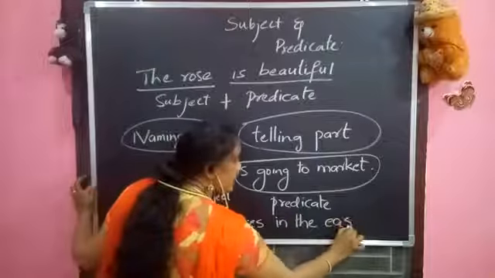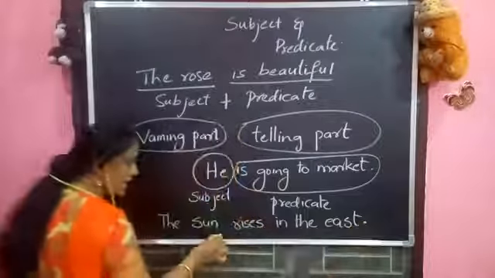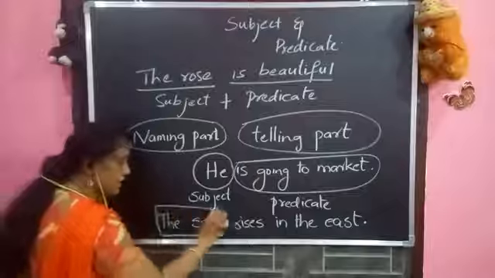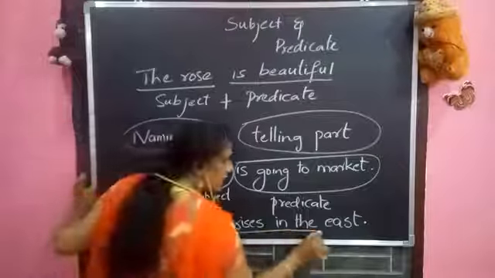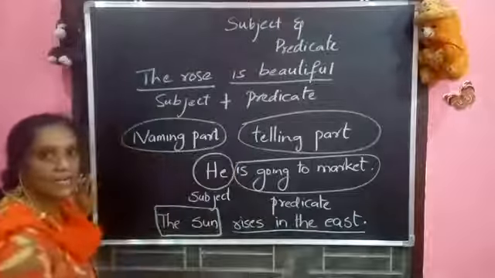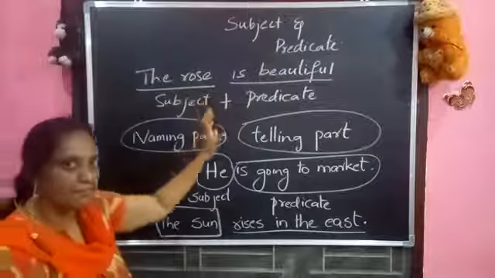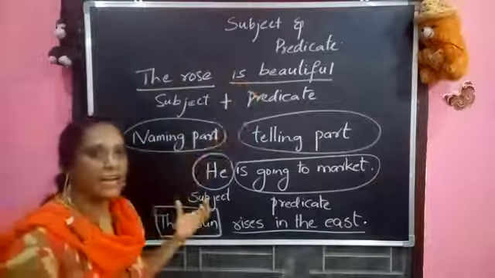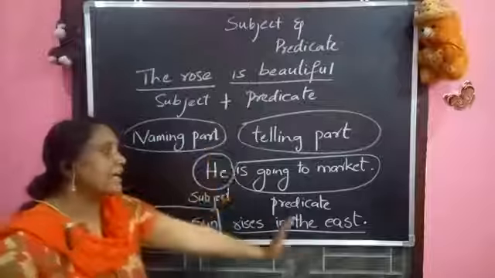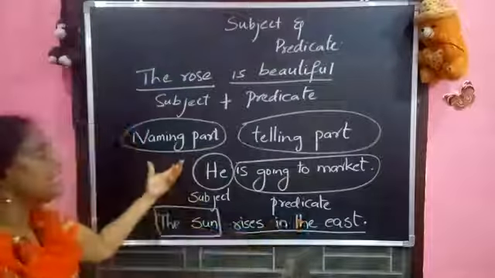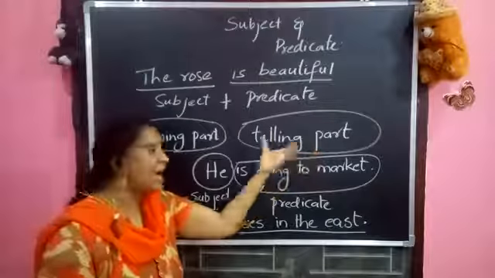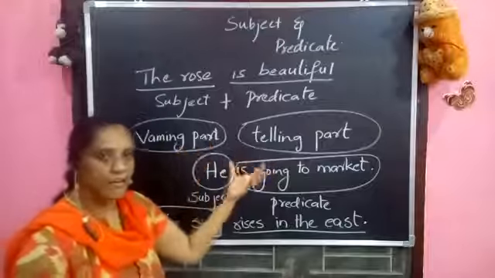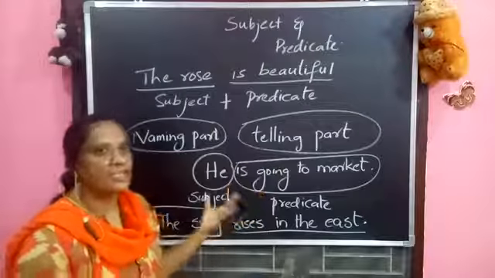Here you can see that the sun is the subject part. Rises in the east is the predicate part. So a sentence contains a subject and also a predicate. A subject part and a predicate part. That is the naming part and telling part makes a sentence. Have you got it, children? Once take a screenshot.